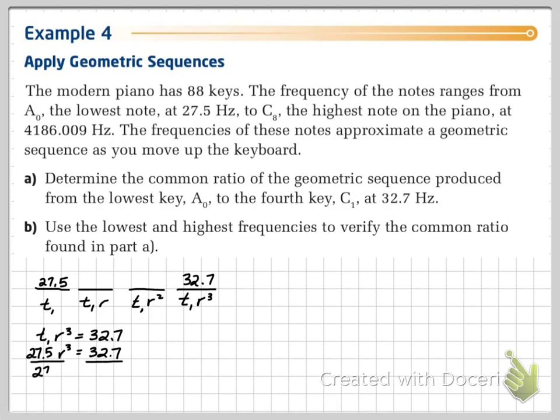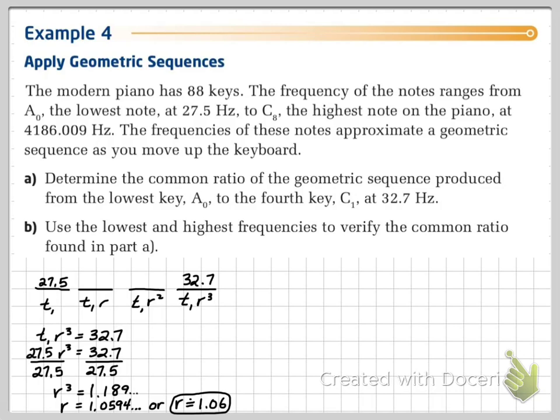Divide both sides by 27.5. That's going to leave me with r cubed is equal to 1.189. Take the cube root of both sides, and you're going to get r is equal to 1.0594, or approximately 1.06.